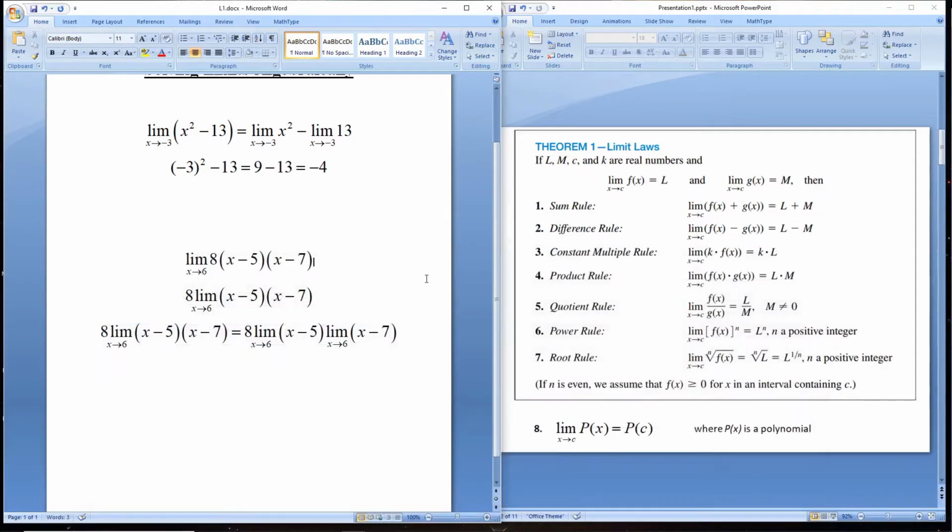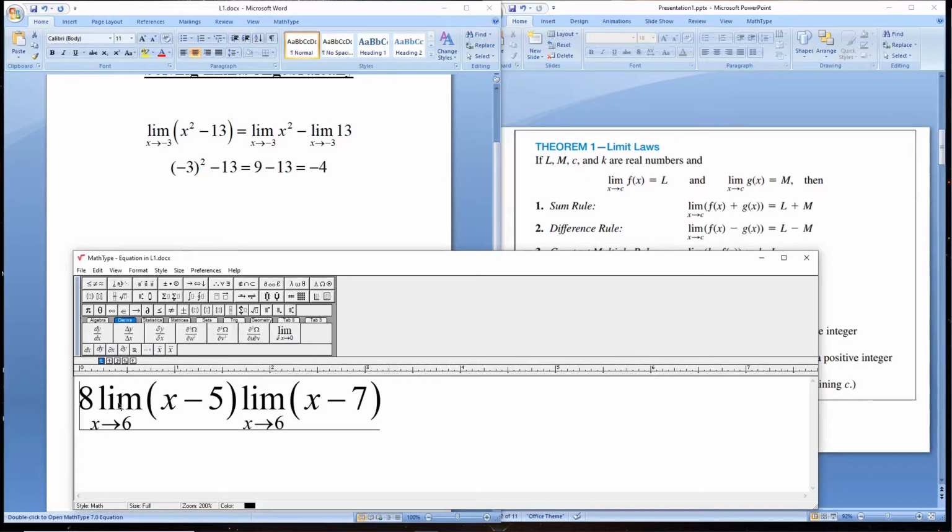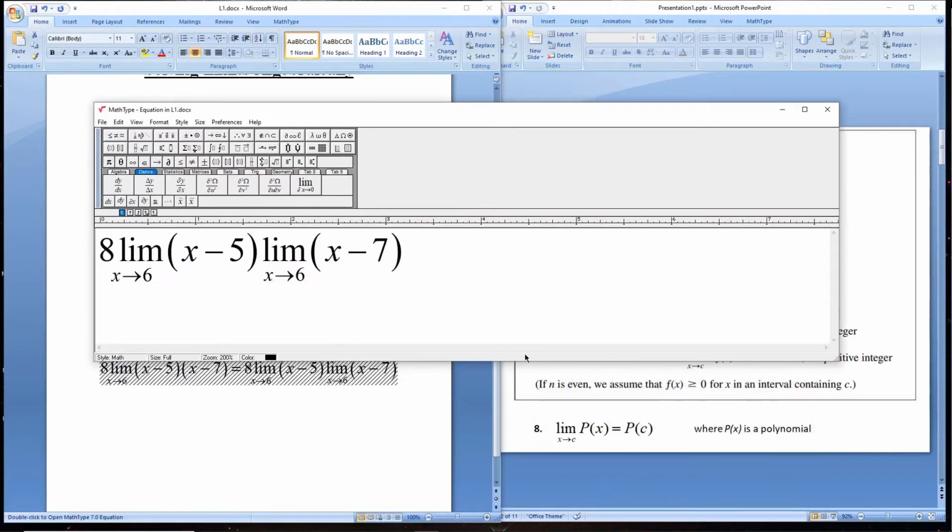And so there we go, the product rule, number 4. We're passing the limit to each factor. If we look at the limit, it's now connected to a polynomial. X minus 5 is a polynomial. And so we go to property 8. The limit of a polynomial is always just this function notation. Just plug the number in. So to find this limit here, we just plug in the number 6.